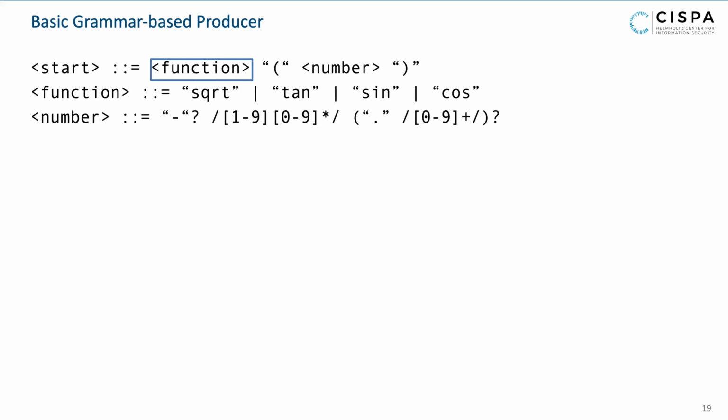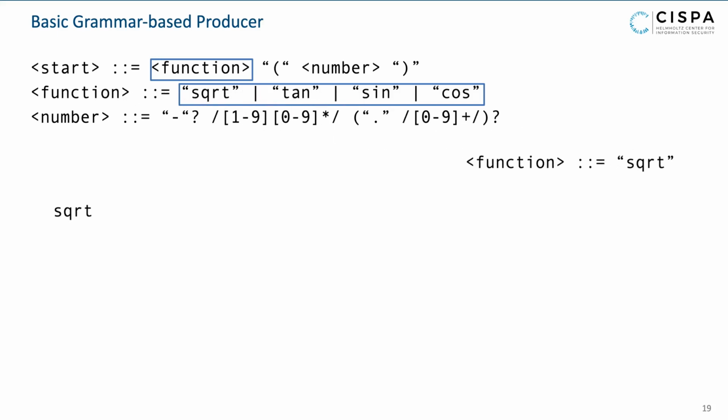Going down in the grammar, we can see that function is one of square root, tangent, sine, and cosine. If we want to fulfill the conditions we got from the decision tree, we need to choose a specific option. We will discuss how to select an option later. For the sake of the example, just assume that we pick square root. Therefore, square root is the beginning of the word we generate, and we also record the decision in a decision list. Then we can go back up into the start symbol and look at the parenthesis next.